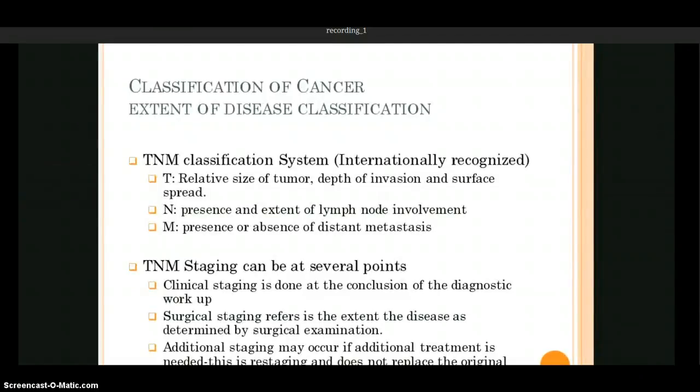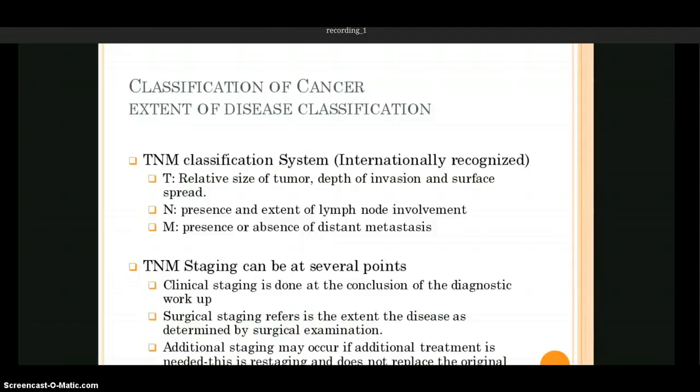For TNM staging, T is the extent of the primary tumor, N is the absence or presence and extent of regional lymph node metastasis. And metastasis is pretty simple. It's either the absence or the presence of distant metastasis. So, looking at T, primary tumor. TX, that means the primary tumor cannot be assessed. What might that be? Like a leukemia, for example, there's no tumor, so you can't assess it.